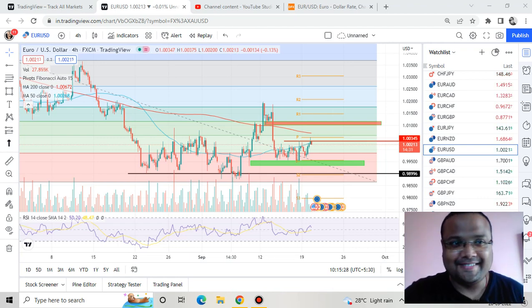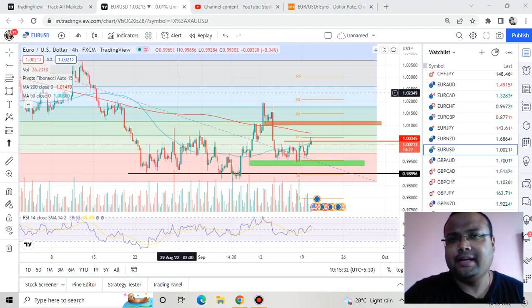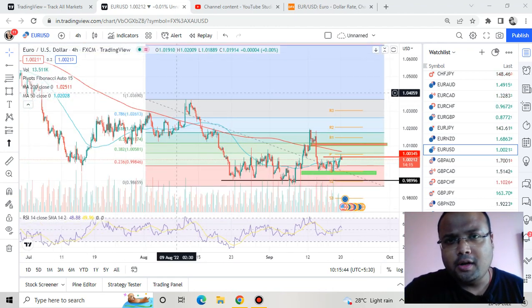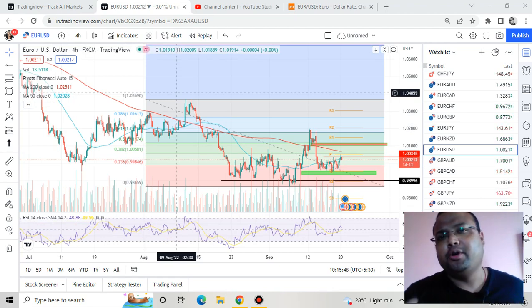So let's get started. This is the 4-hour chart of Euro USD in front of us, and as we all know, the chart of Euro USD is not very convincing. We can see a perfect example of a choppy market on the charts. Overall, the trend is very much towards the downside. Market is extremely bearish, no need to mention that.